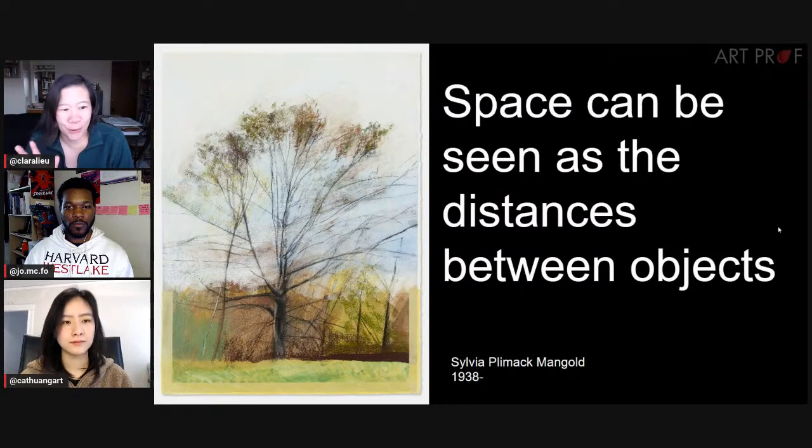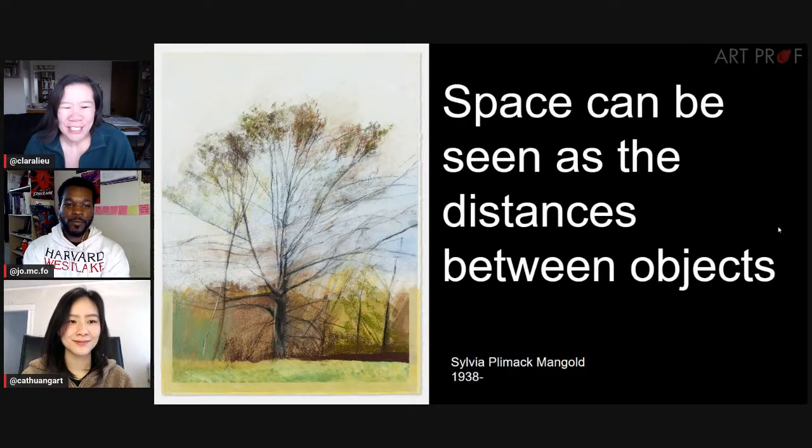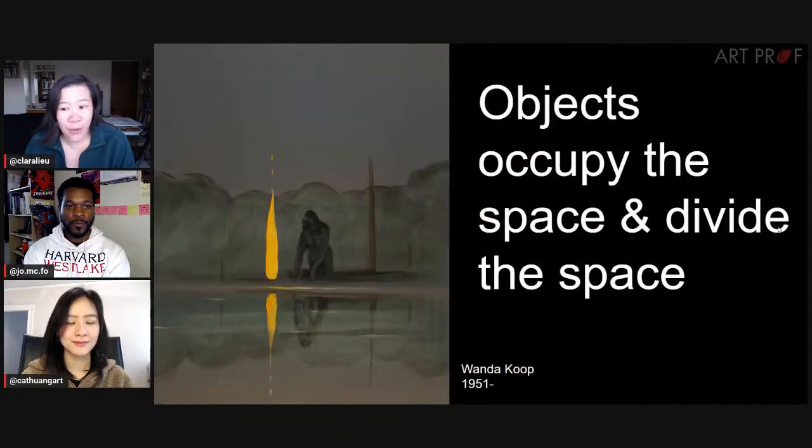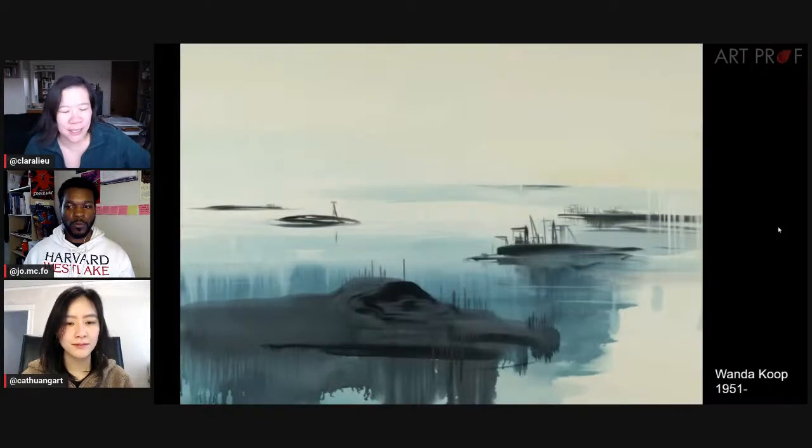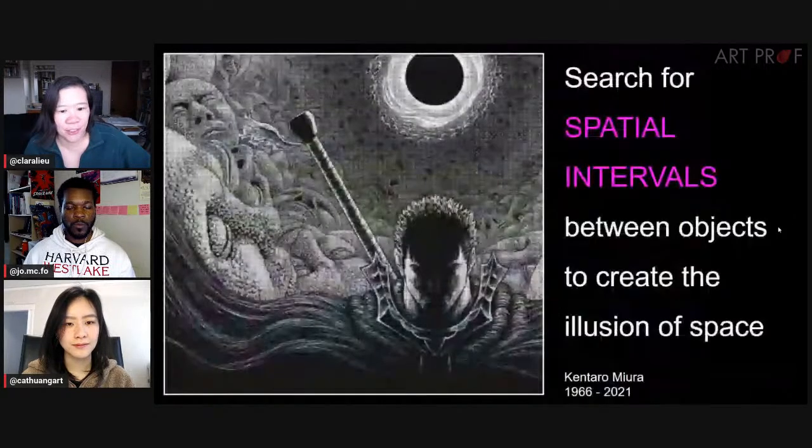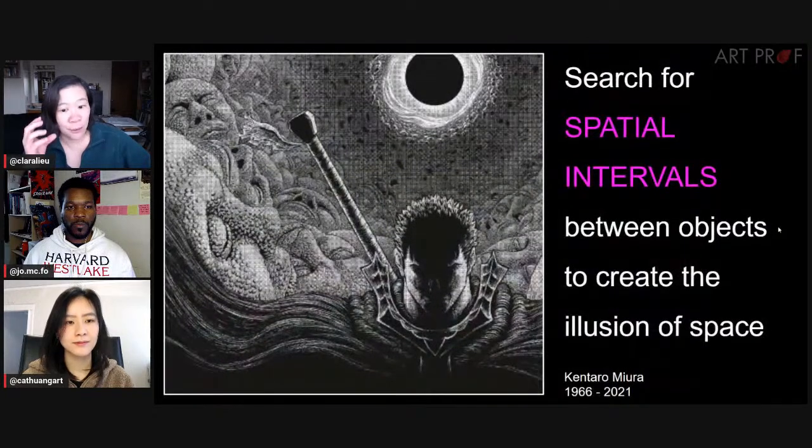That's your only hope when it comes to depicting space. Really, you have to reference objects because they are the thing and they're a means of dividing the space. And so, Kat, if we look at some of these images, what are spatial intervals? Can you explain that more?